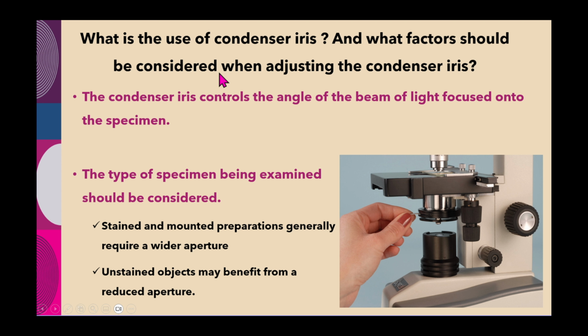What factors should be considered? The type of specimen should be considered to adjust the condenser iris, because stained and mounted preparations generally require a wider aperture. Means when we have a stained slide or specimen, it needs a wider aperture, that is more light. Unstained specimens may benefit from a reduced aperture, that is low light.